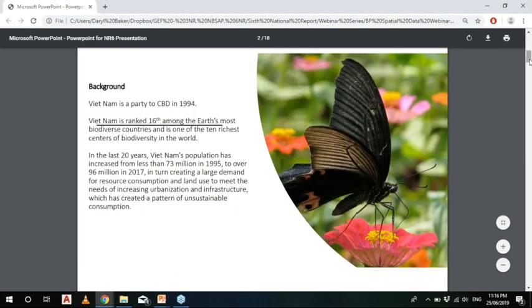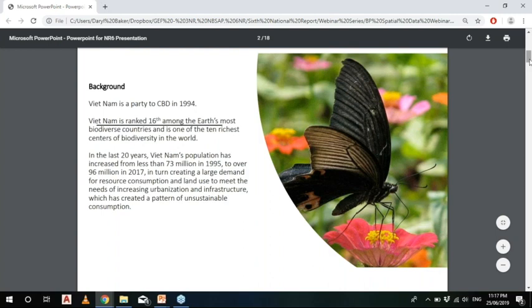Vietnam is located in Southeast Asia, and it is one of the centers of biodiversity in the world. Due to its importance of biodiversity, Vietnam became a member of the CBD in 1994. After our renewal in 1986, we have seen a lot of economic growth in our development.